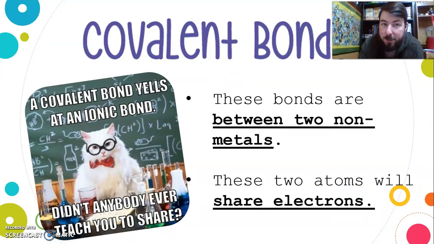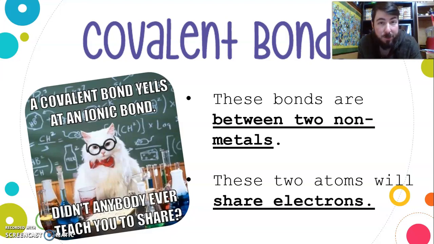The other kind of bond that we're going to talk about is the covalent bond. And this is bonding that happens between strictly non-metal elements. So all of the ones that are on the right side of the periodic table. And instead of giving and taking electrons, covalent bonds, they end up sharing electrons.